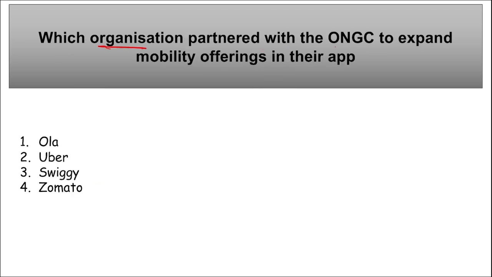Which organization partnered with ONDC to expand mobility offerings in their application? So which is that organization? It is Uber. Mumbai, Maharashtra based Uber, they have signed an MOU with ONDC to explore integration with the network to expand the range of mobility offerings on the Uber mobile application. Right? Here remember, in simple words, the aim here is to provide safe, affordable and reliable rides to the Indians. Basically to provide safe, affordable and reliable rides to all the Indians.